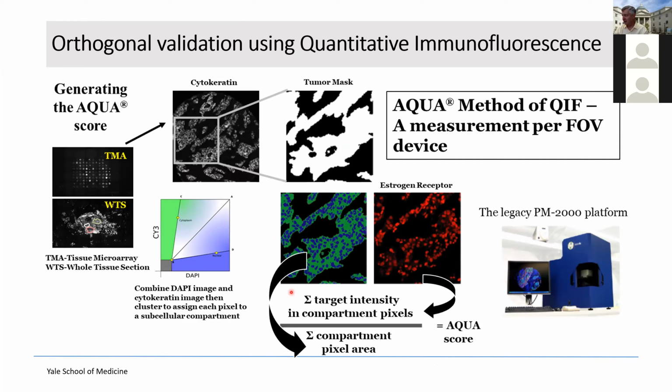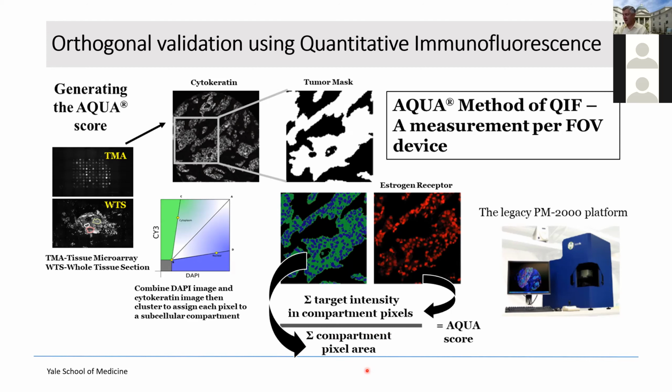The AQUA method, developed in my lab close to 20 years ago now, is a way of not segmenting cells, but defining compartments by their molecular co-localization. So a DAPI-positive pixel is a nucleus as opposed to a round thing. And in this example, we're showing the intensity of the target pixels, which in this case was estrogen receptor, divided by the pixel area, so that you're normalizing by how much area there is.